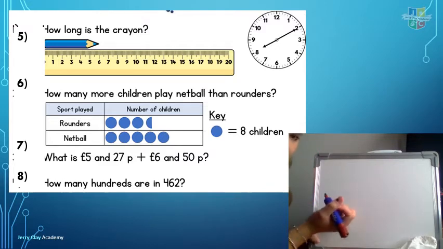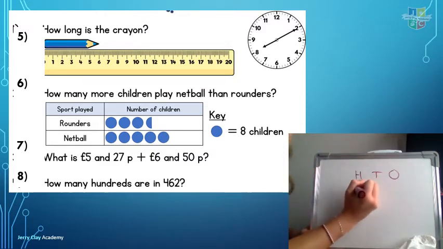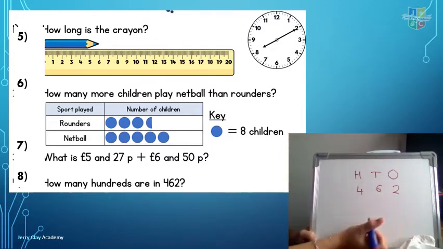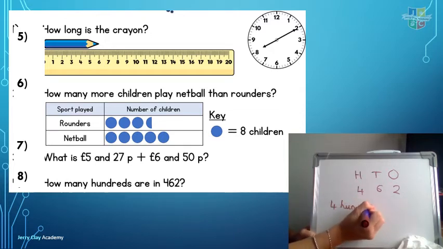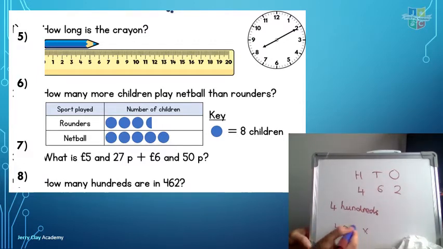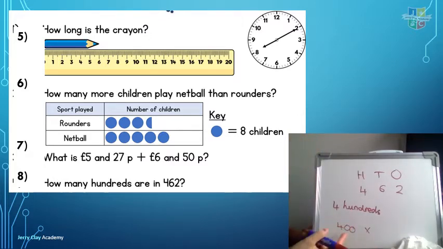And finally, how many hundreds are there in 462? Now, if you partitioned that, you should have said that there are 400s, and you should have written 400s. You should not have said that there are 400, because that would be wrong, because there are not 400 hundreds, there are 400s. Because if it was 400 hundreds, that would mean that you would have 40,000, and so that one will be therefore wrong.